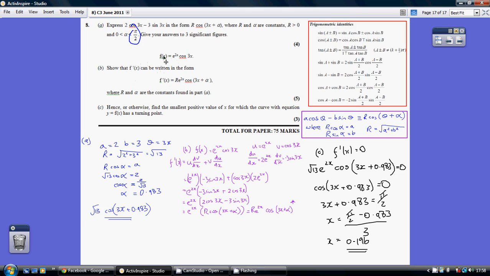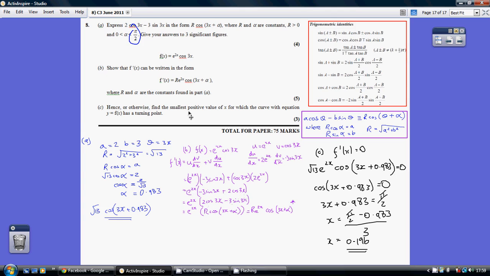Now, part B is a fairly straightforward differentiation. We're differentiating this, which is two terms being multiplied together, u times v. So u is e to the power of 2x, v is cos 3x. So du dx is 2e to the power of 2x, and dv dx is minus 3 sin 3x. Just using the product rule, we've got u dv dx plus v du dx. So substituting in appropriately, we get this. We can see we've got a common factor of e to the power of 2x, so we can take that out, giving us this.